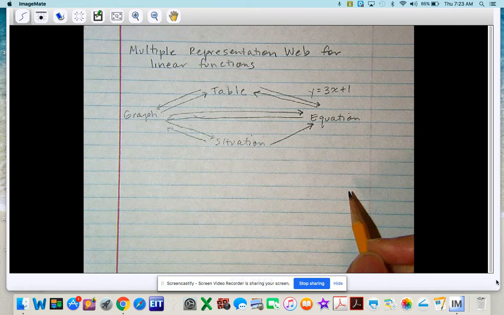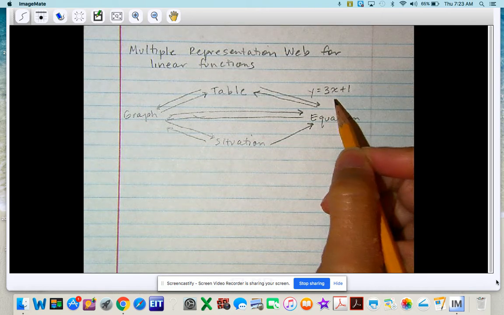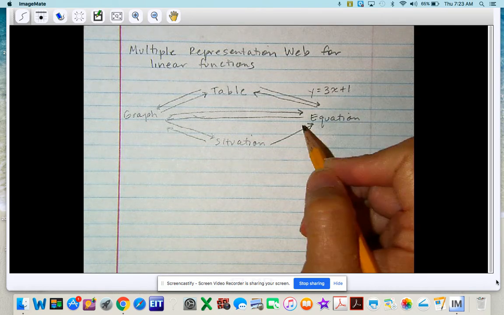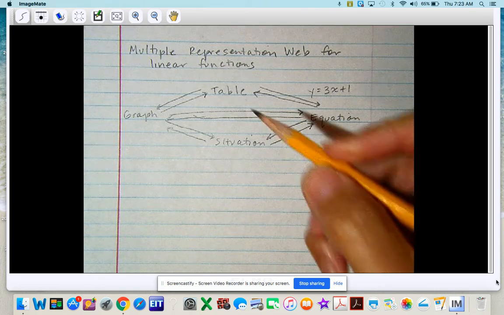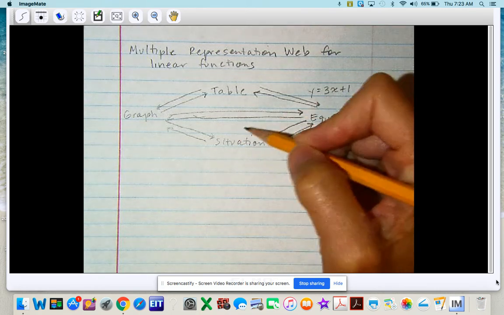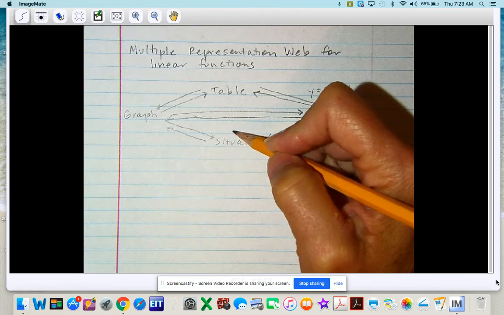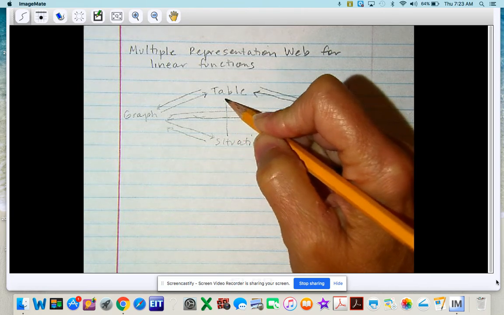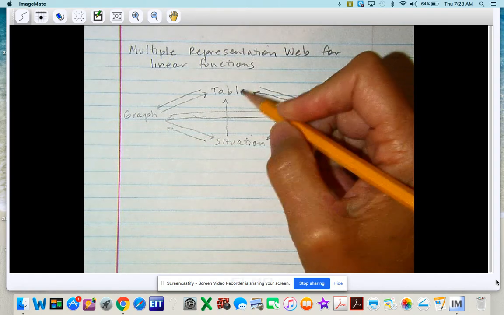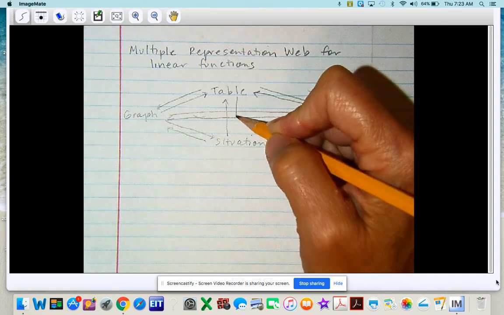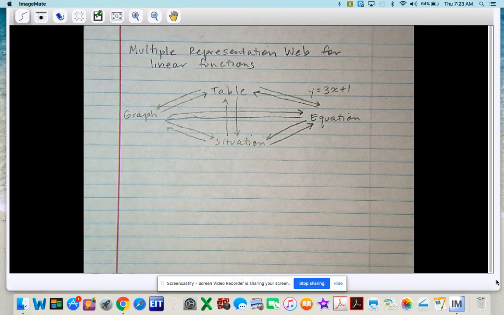Okay. If you had an equation, something like this, could you figure out what maybe the tile pattern would be like? Okay. So same with situation. If you're given a tile pattern, could you make a table of values for that? All right. If you had a table of values, could you come up with maybe a tile pattern that might match that?